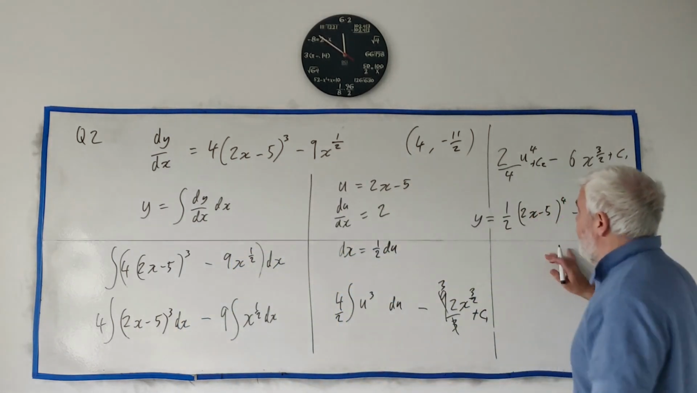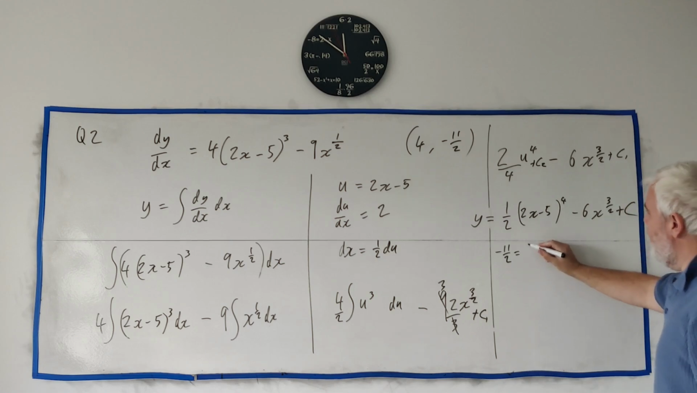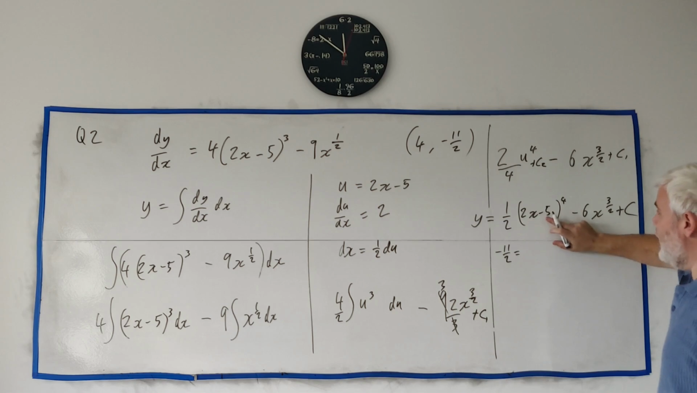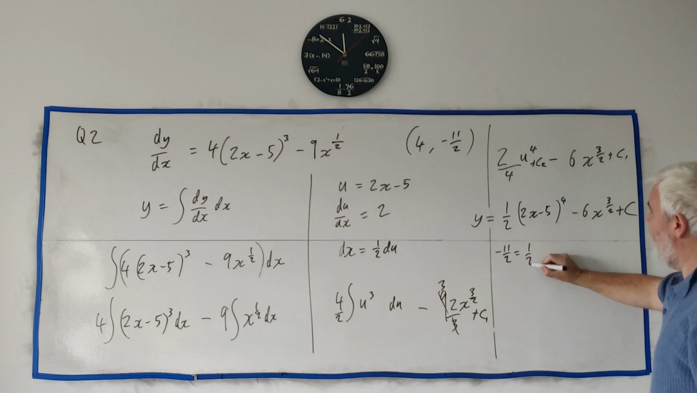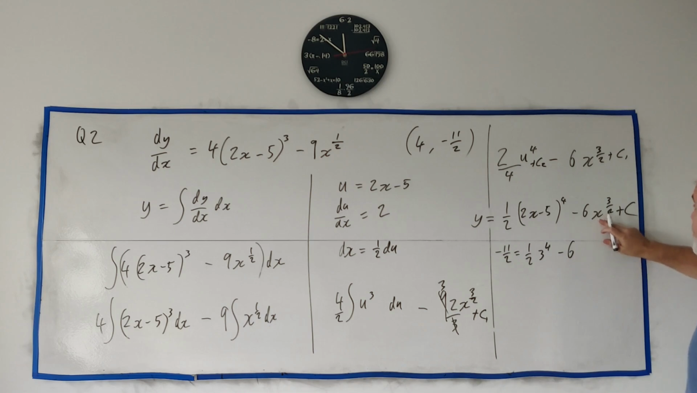So let's write this out again. Instead of y, I've got minus 11 over 2 equals, let's see, put 4 in. We already did that. 2 times 4 is 8. 8 minus 5 is 3. So we get, let's see, a half. We get 3 to the power of 4, minus 6. This is a 4 in here again. 4 to the power of 3 over 2.